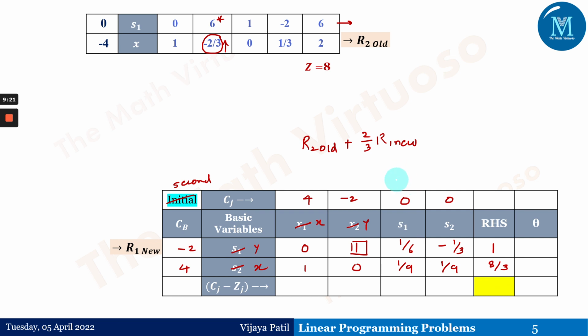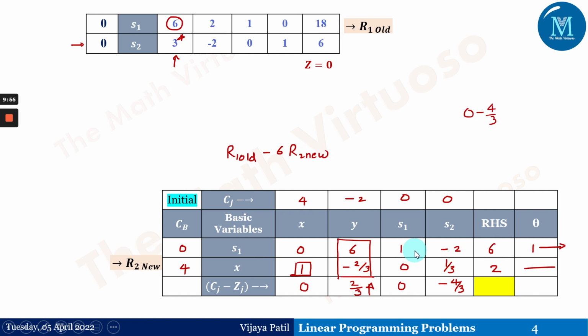My suggestion for you is to pause the video for a while and try to get the values which I am getting on the board. Then the Cj minus Zj would be 0, 0, minus 1 by 9 and minus 10 by 9. Then this Z, previously also Z was 8. Let me explain that. Z is equal to 26 by 3, because minus 2 into 1 plus 4 into 8 by 3 gives us 26 by 3 for this Z.